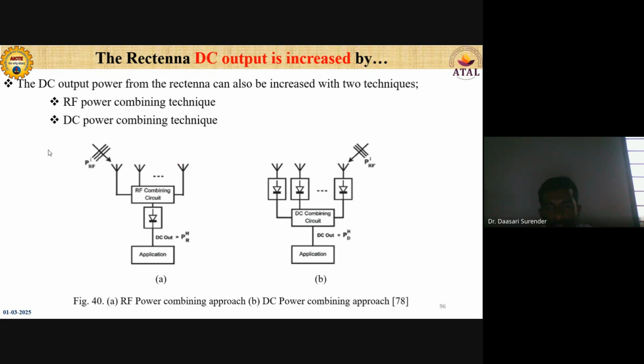In the DC combining circuit, we convert the energy individually by using separate rectifying circuits. After that, we combine the DC generated by the individual circuits. That is usually observed in the DC combining circuit. The DC combining circuit is appropriate when RF energy levels are high in the ambient environment, and the RF combining circuit is appropriate when RF energy levels are low in the ambient environment.